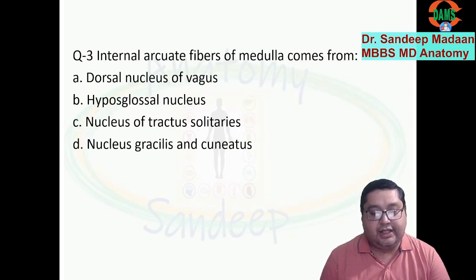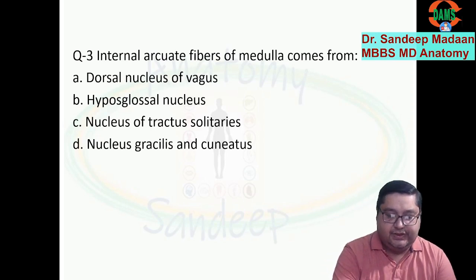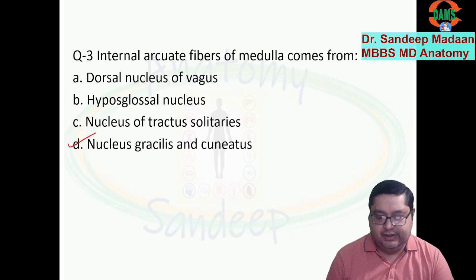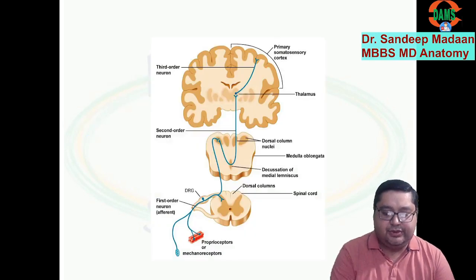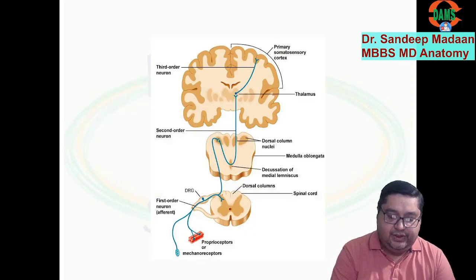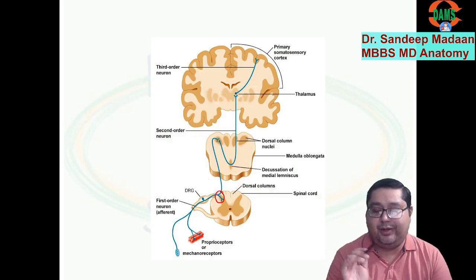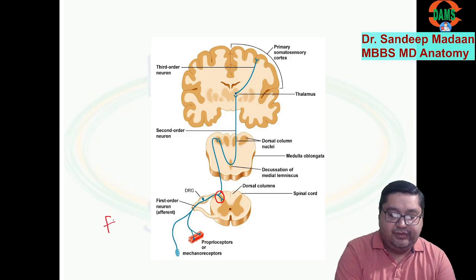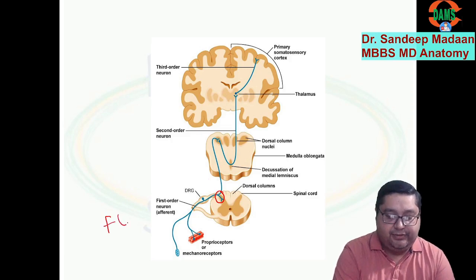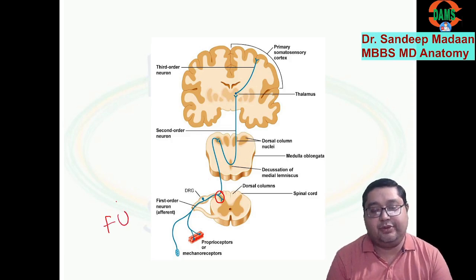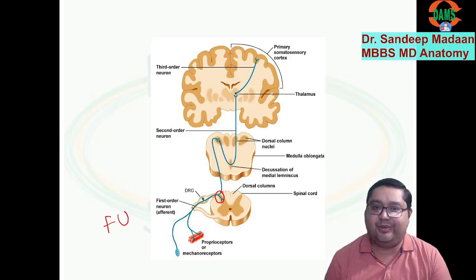Next question. Internal arcuate fibers of the medulla come from where? Answer is nucleus gracilis and cuneatus. Let me explain. We have the dorsal column fibers which are entering in the spinal cord. Very few fibers will relay, mostly they will move up. So the fine fibers, when they enter the spinal cord, they prefer to move upward before crossing. Why? Because they want to cross at the level of the medulla.